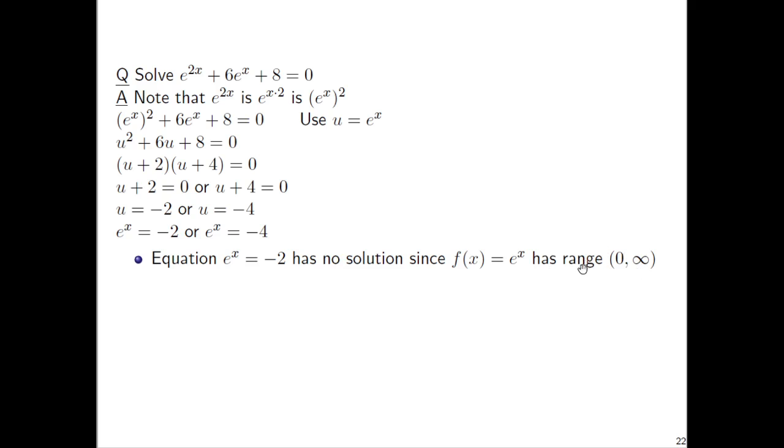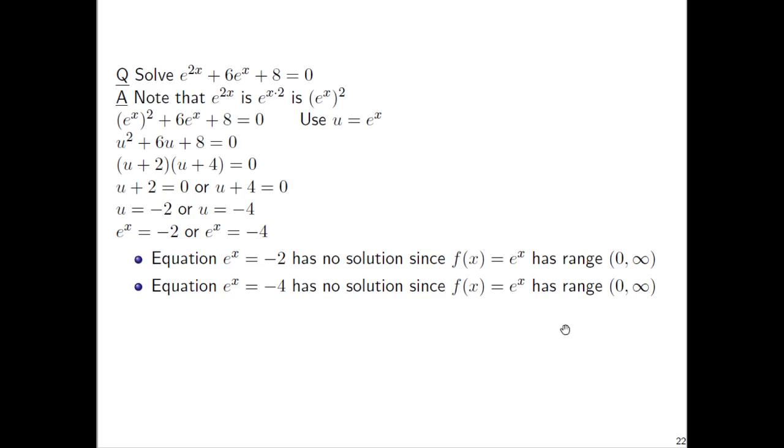So the range, recall what it means. Range is talking about all of the outputs, the set of outputs. The only kind of thing you can get as an output of e to the x is between 0 and infinity. So we're never going to get negative 2 as an output. Same deal, e to the x equals negative 4 has no solution because the range of this function is 0 to infinity.